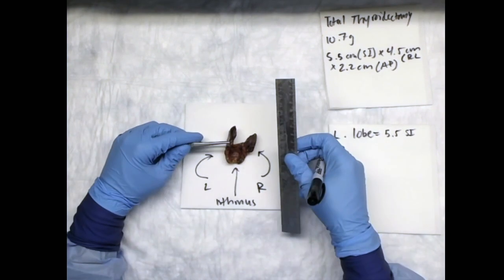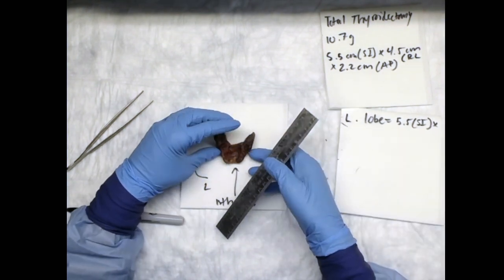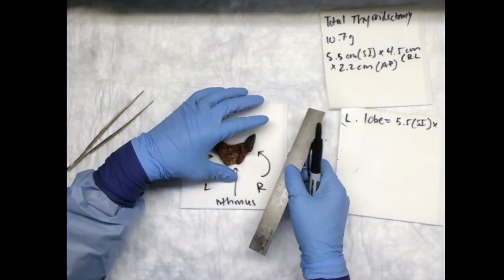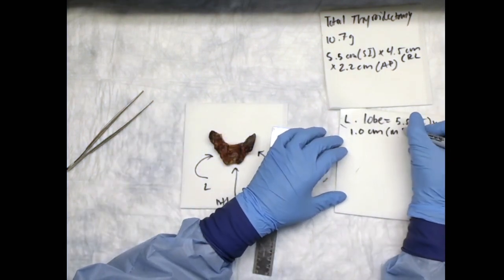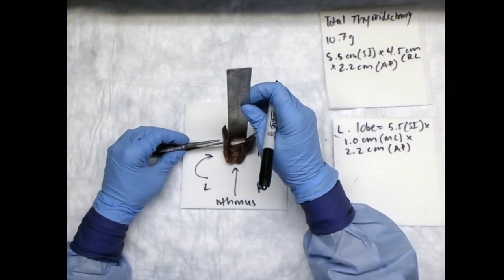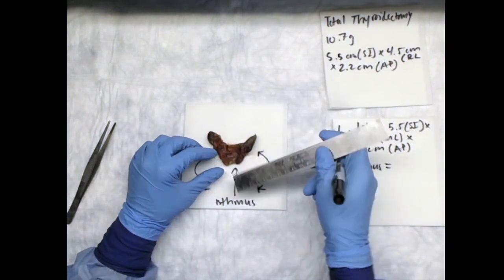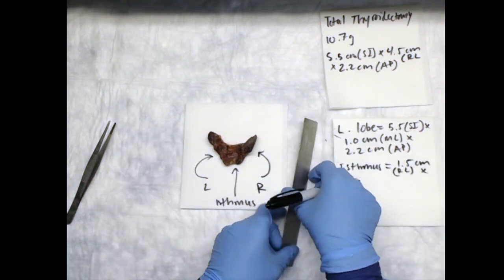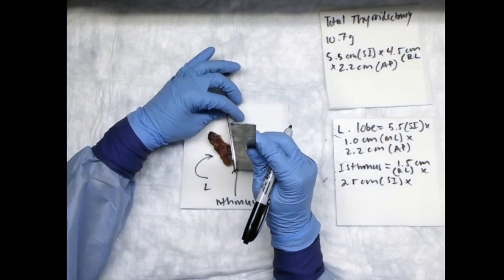Examine and describe the external surface of the specimen. Measure each lobe in 3 dimensions and measure the isthmus in 3 dimensions. Specifically, look for adherent skeletal muscle. If present, this will usually be on the anterior surface. Look for any nodules that may represent adherent parathyroid glands. If present, they will usually be attached to the posterior surface.